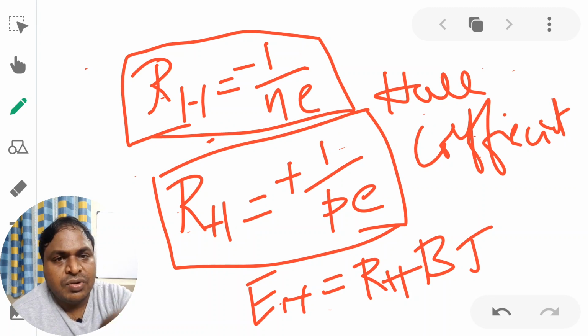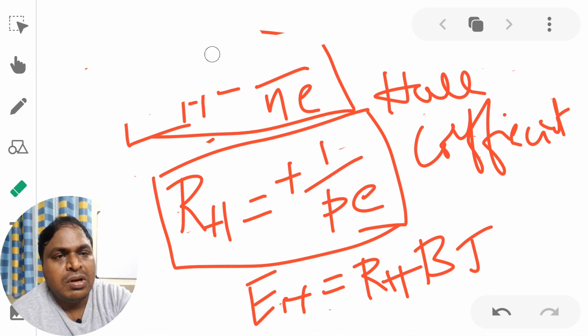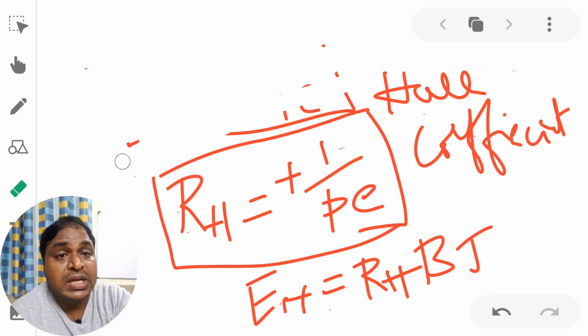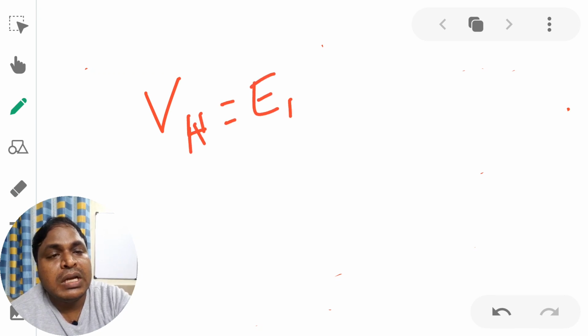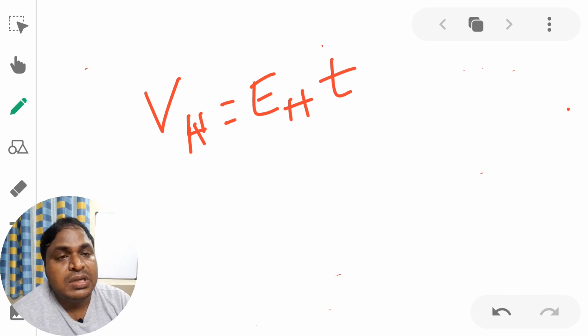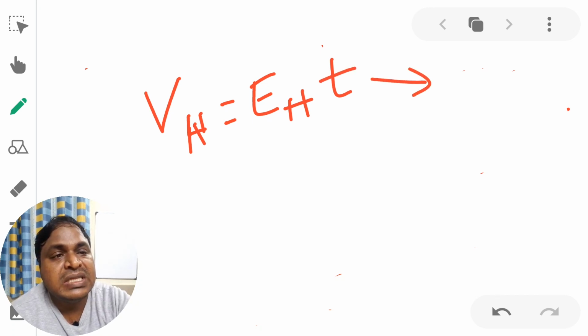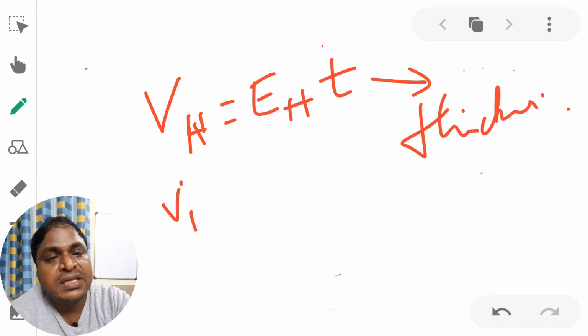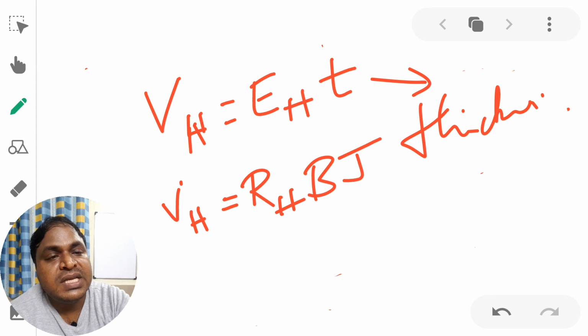Okay, now let's find out what is the Hall voltage. Voltage is equal to electric field into t. Now what is t? t is the thickness of the sample. Okay, so VH is equal to, you all know, RH B J t.